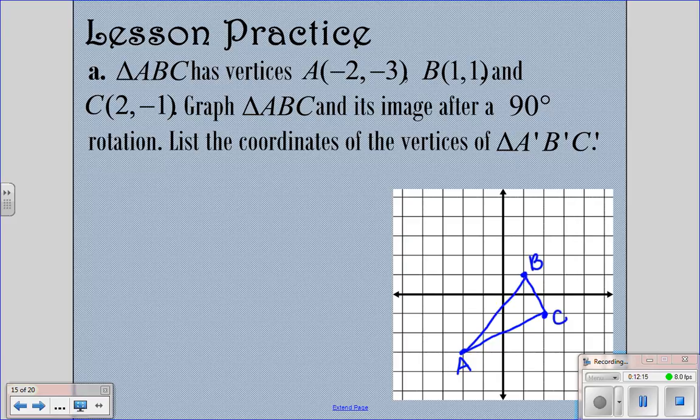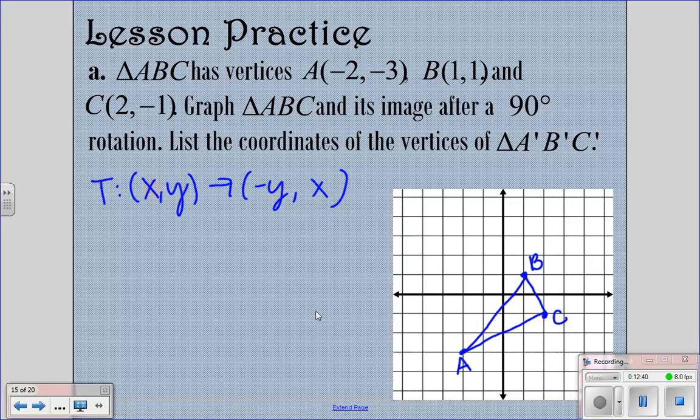Okay, and then you want to graph the image after a 90-degree rotation. So whenever we have a 90-degree rotation, and since it doesn't say, it is going to be about the origin. If it doesn't specify, then you go about the origin. So that would be negative y, x. So that's the formula that you're going to use for each of your points there.